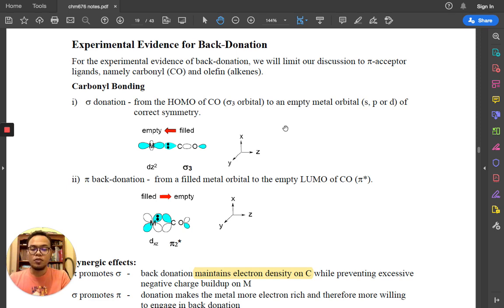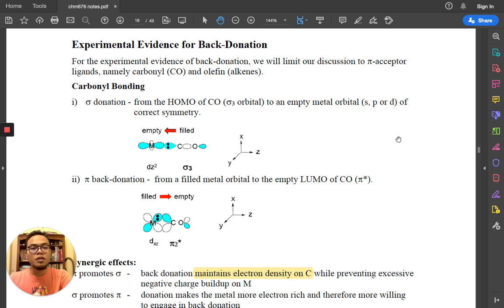The second one would be the pi back donation. Once all the electrons are transferred from the sigma HOMO orbitals into empty orbitals of your metal, it is now the responsibility of the metal to donate back those electrons to your carbon. So in this case, the movement of electrons is from the filled metal orbital to the empty LUMO, in this case your pi antibonding. There are two processes taking place here. One is the sigma donation from your HOMO of your carbon, which is your sigma orbital, to the empty orbital of your metal. The second one is the pi back donation. The electrons are moving from the filled metal orbital into the pi antibonding orbitals, the LUMO of your carbonyl.